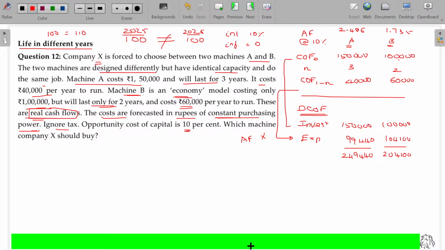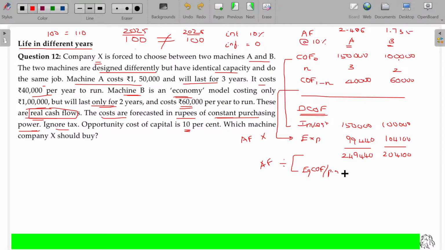Now you have to find out what is the discounted cash outflow per year. Equated cash outflow per year, per annum. How can you calculate this per annum? 2,49,440 for 3 years. Then what is the cash outflow per year? You have to divide this by annuity factor. It is not by 3. It should not be by 3. It should be by annuity factor. So 2,49,440 divided by annuity factor 2.486. What is the value you are getting?